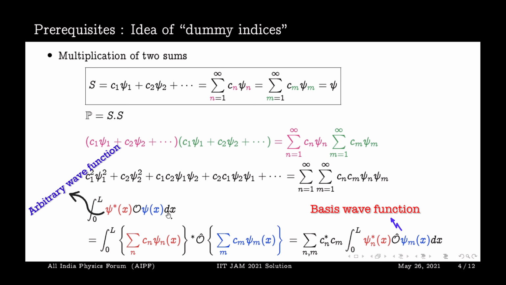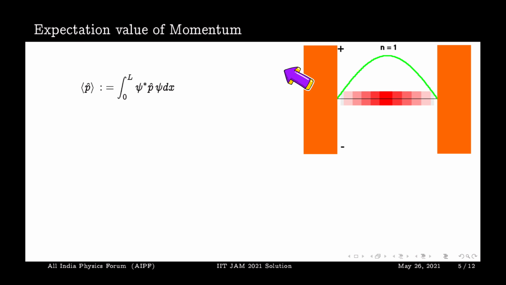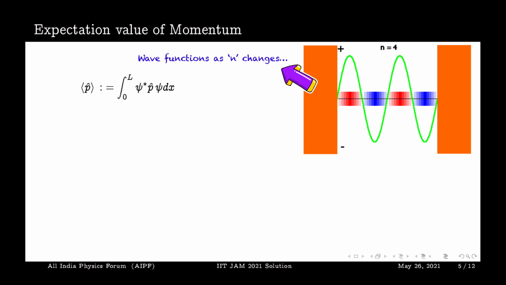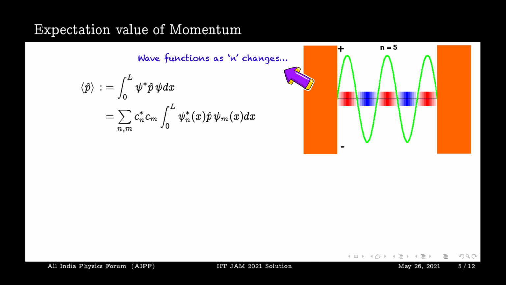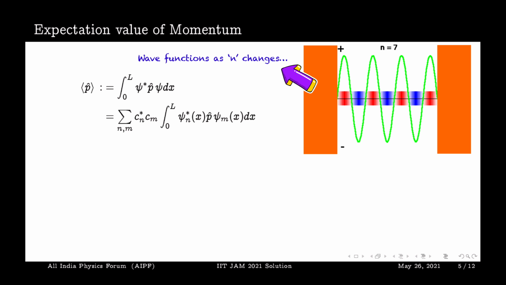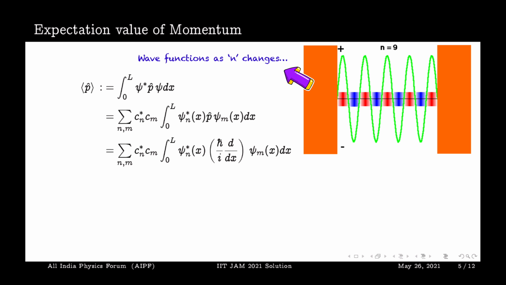This formula enables us to calculate the expectation value of any observable for any arbitrary state in terms of basis eigenstates. Now let us calculate the expectation value of the momentum operator. This can be defined as follows. We can further break it down in terms of basis eigenstates. Okay, so this looks like this now. Now put the functional structure of the momentum operator. So this will be h cross over i d/dx.